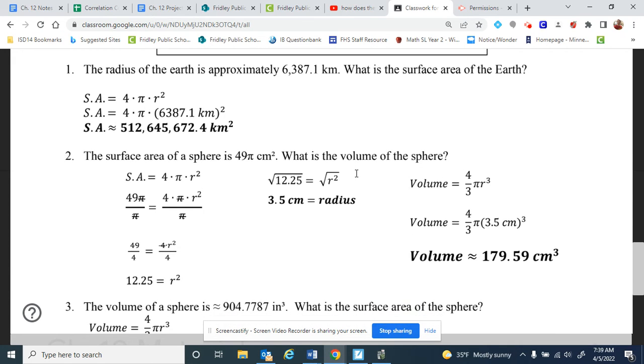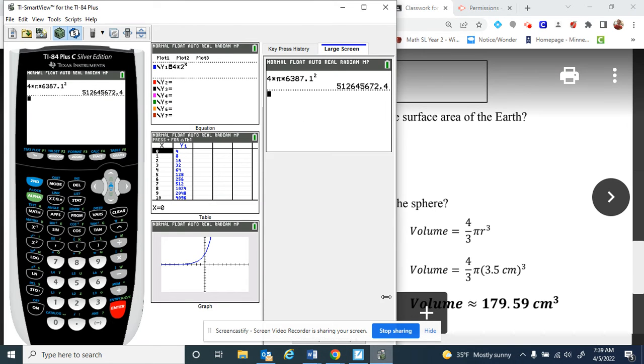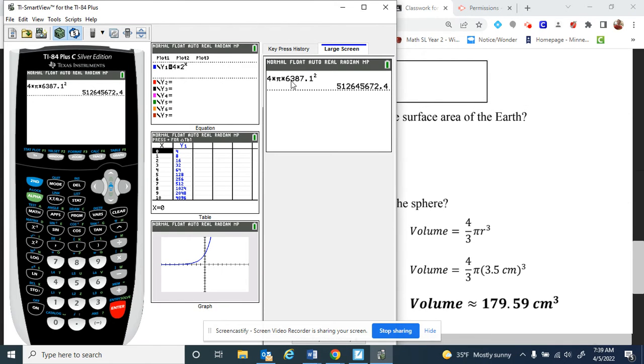So the next one is talking about the surface area of a sphere. They give us the surface area, and I'll encourage all the students and the teacher to pause the video to let everybody write that problem down, to ask any questions you may have, and to try to type it into the calculator yourself. Make sure you can do it all, and then when you're ready, you can move on.